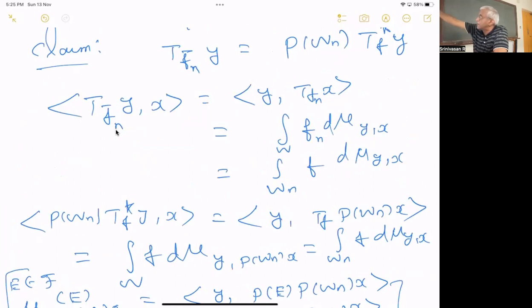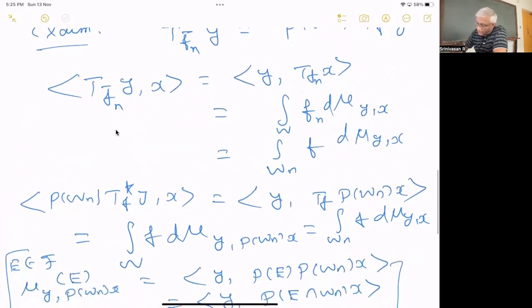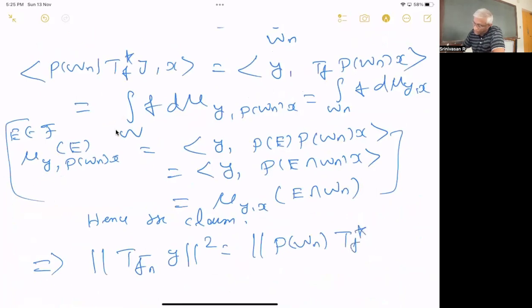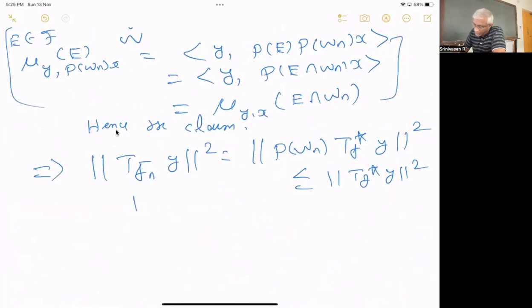T of fn bar y equals this. Now this implies the norm of T fn bar y squared, I'm just taking the norm, equals the norm of P of omega n T f star y squared. But this is of course less than or equal to norm T f star y squared. Now we know that this is equal to the integral of norm fn squared d mu y, right?